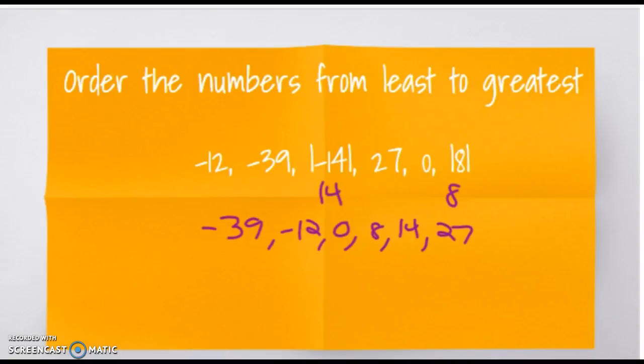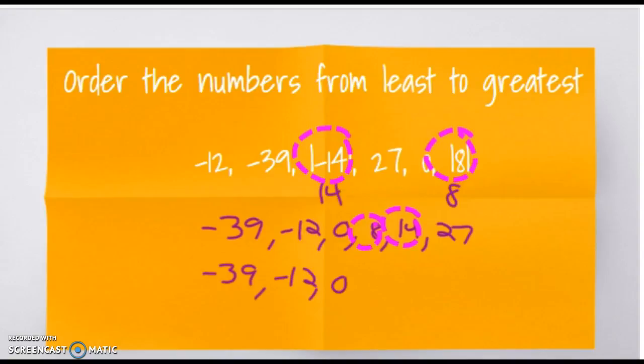And then my last step is I need to put any numbers that start as absolute values back as absolute values. So that's going to be this number here and this number here. I need to make sure to change 8 and 14. So I'm going to rewrite everything else. Instead of 8, I'm going to write the absolute value of 8 because that's how it started up here.